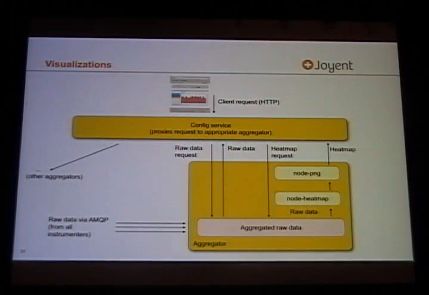Here's a diagram of what I was just describing. The client requests come in over HTTP. They go through the configuration service, which knows which aggregator it's actually on. And then it goes into the appropriate aggregator and either gets back raw data or goes through one of a couple of different components to generate a heat map.